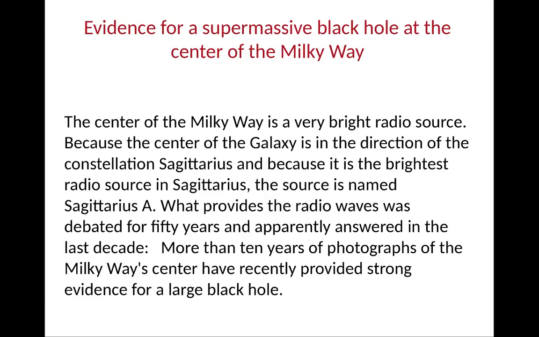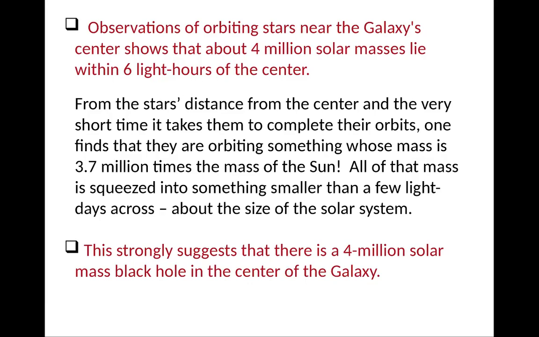So people have observed the center of the Milky Way for 20 years now, and they've basically found strong evidence that there's a black hole there. And how do we know that? Well, if you look in the infrared, you can see stars orbiting this galactic center, right? By observing how these stars orbit, you can tell there are about 4 million solar masses within 6 light hours of the center.